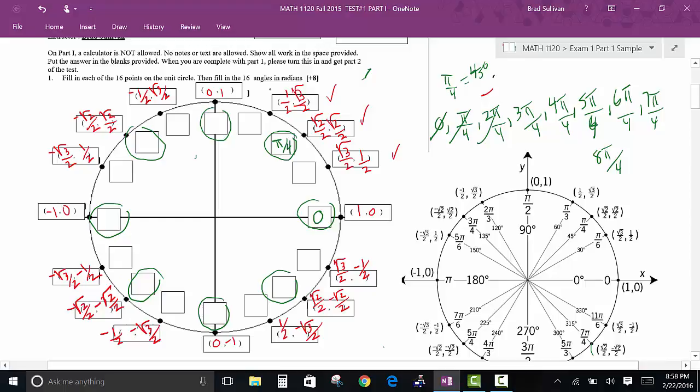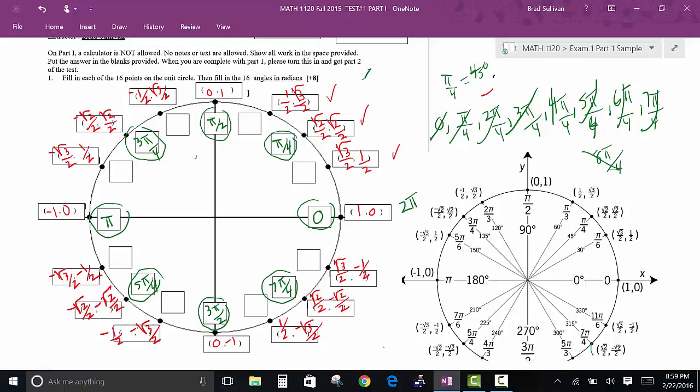2 pi over 4 is really pi over 2 when you reduce it. 3 pi over 4 becomes this angle. 4 pi over 4 becomes this angle, which of course you reduce to pi. Then you have 5 pi over 4, and you have 6 pi over 4, which is really 3 pi over 2. Then you have 7 pi over 4, like this. Then 8 pi over 4, of course, is back to 2 pi again. So that's how you can get the 45 degree angles.